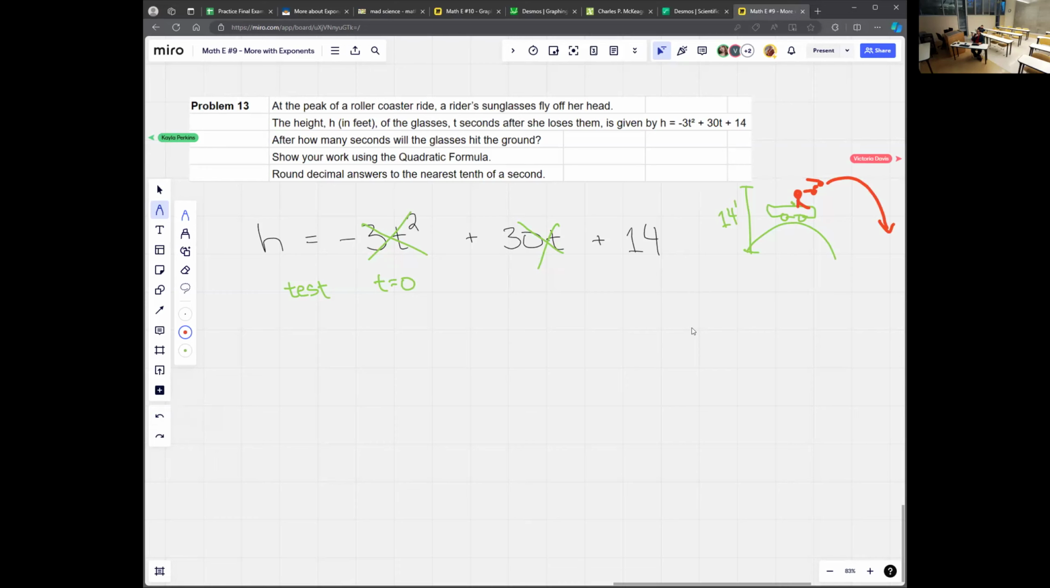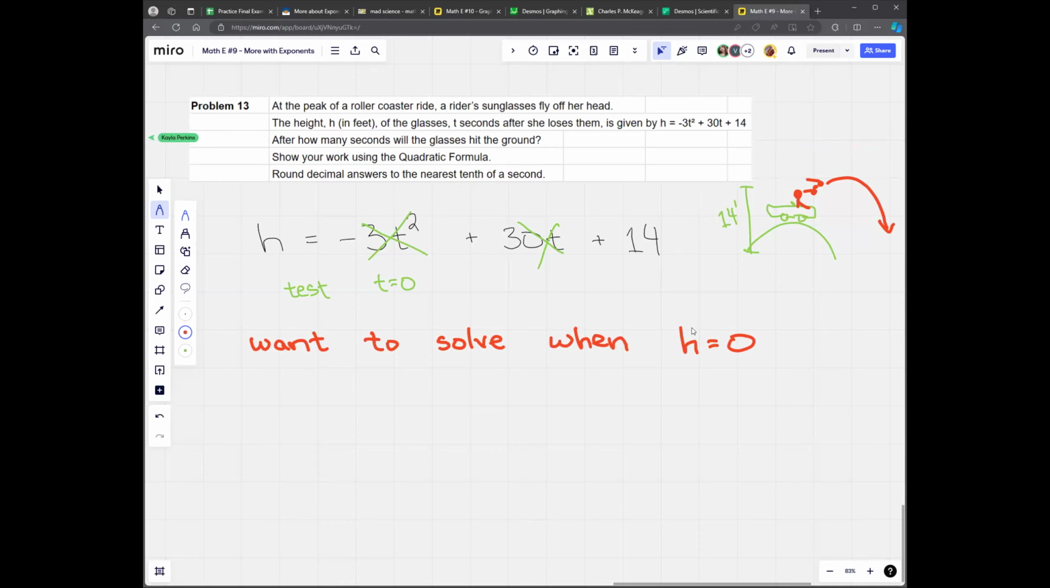Okay, how many seconds later will the glasses hit the ground? So how high are the glasses when they hit the ground? Well, when the glasses hit the ground, they're at 0. So we want to solve this equation when the height is 0. Right, there we go. Everyone okay so far?